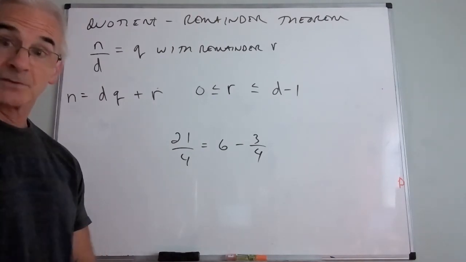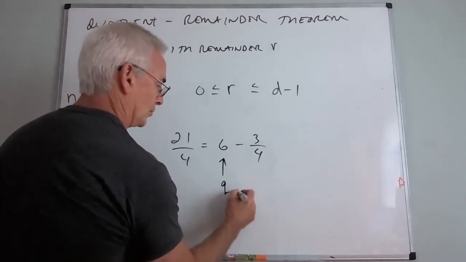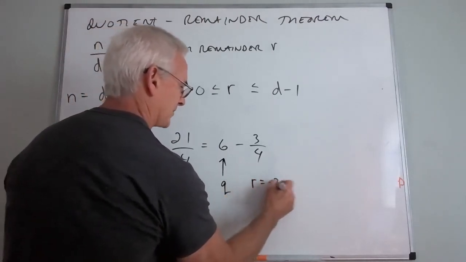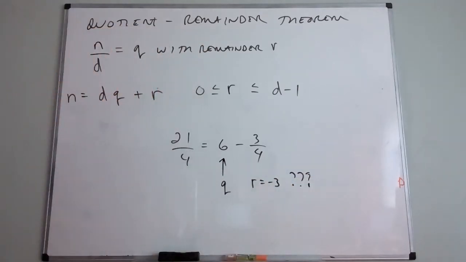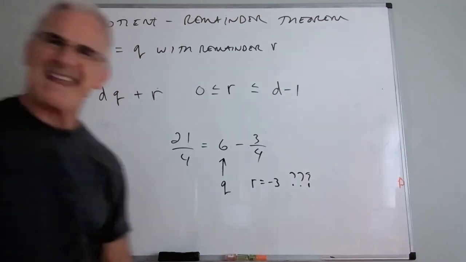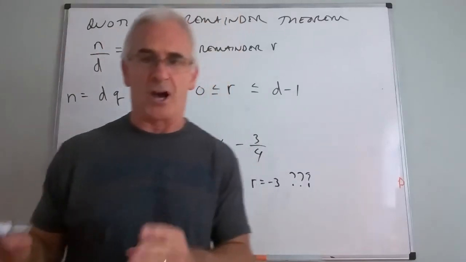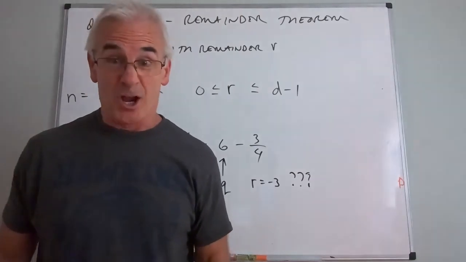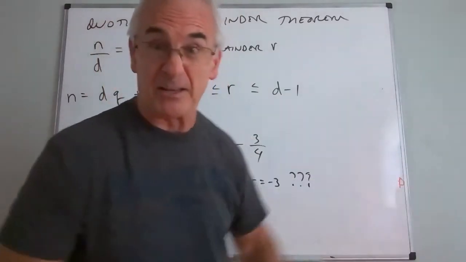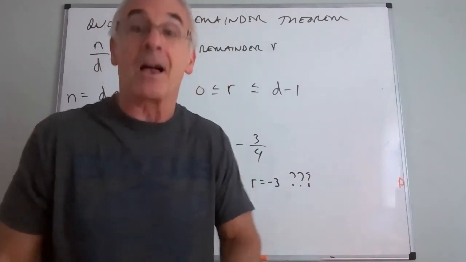Yes. So would I say that that's my Q and my R is -3? No, because I can't have -3 left over. There's just something wrong with that. I had 21 items and I can fit 4 in a box. I have 6 full boxes and then I have -3 left over. I can't have -3 left over. That doesn't even make sense.